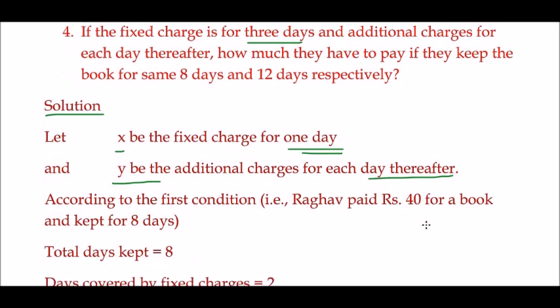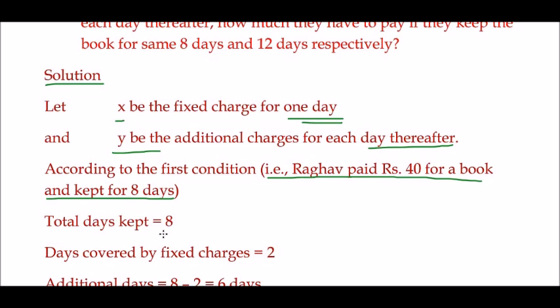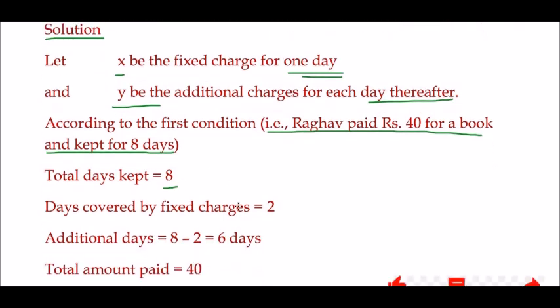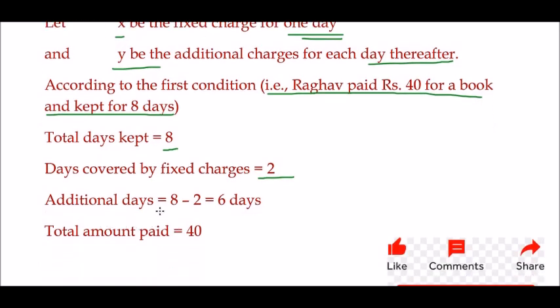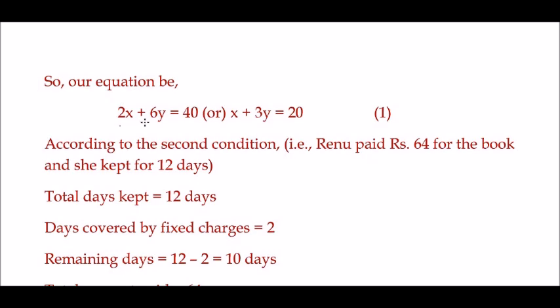According to the first condition, that is, Raghav paid rupees 40 for a book and kept for 8 days. Total days kept is equal to 8. Days covered by fixed charges is 2. That's given in the question itself. Additional days is equal to 8 minus 2, that is 6 days. Total amount paid is 40 rupees. So our equation is 2x plus 6y is equal to 40, or x plus 3y is equal to 20. That is equation number 1.